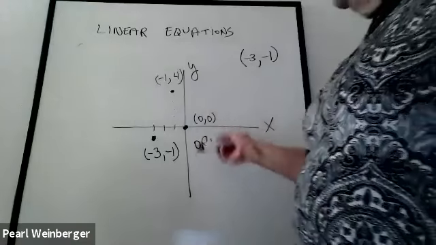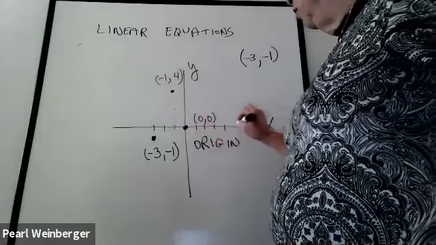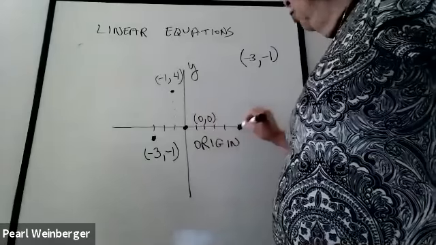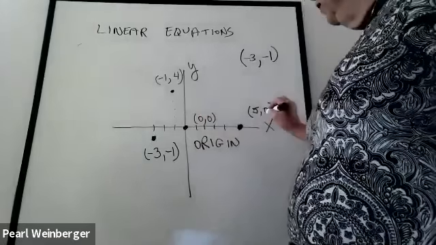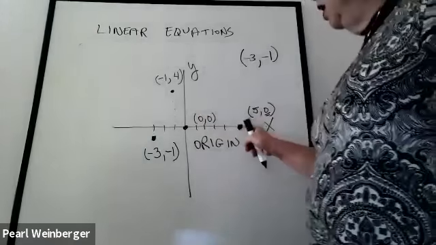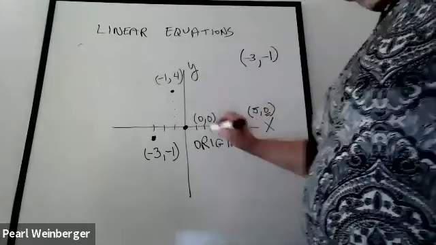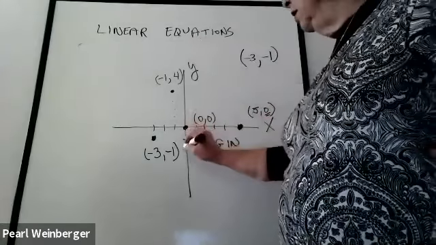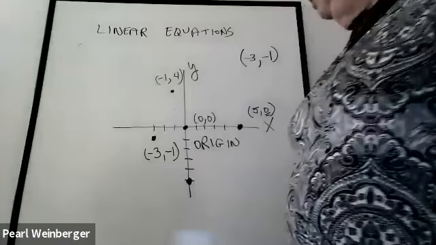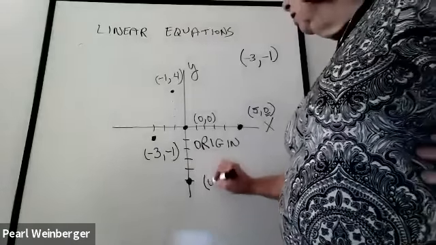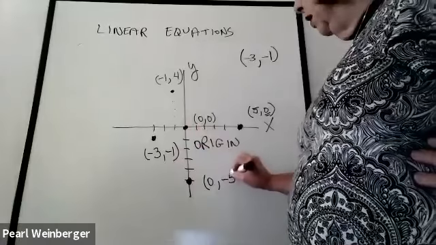Any point on the x-axis, let's say I have this point here, 1, 2, 3, 4, 5. Any point that's on the x-axis has a y coordinate of 0, because when you're on the x-axis, you're not going up or down. Any point on the y-axis, for example this point, has an x coordinate of 0, because you're not going left or right. This is a point 0, -5.